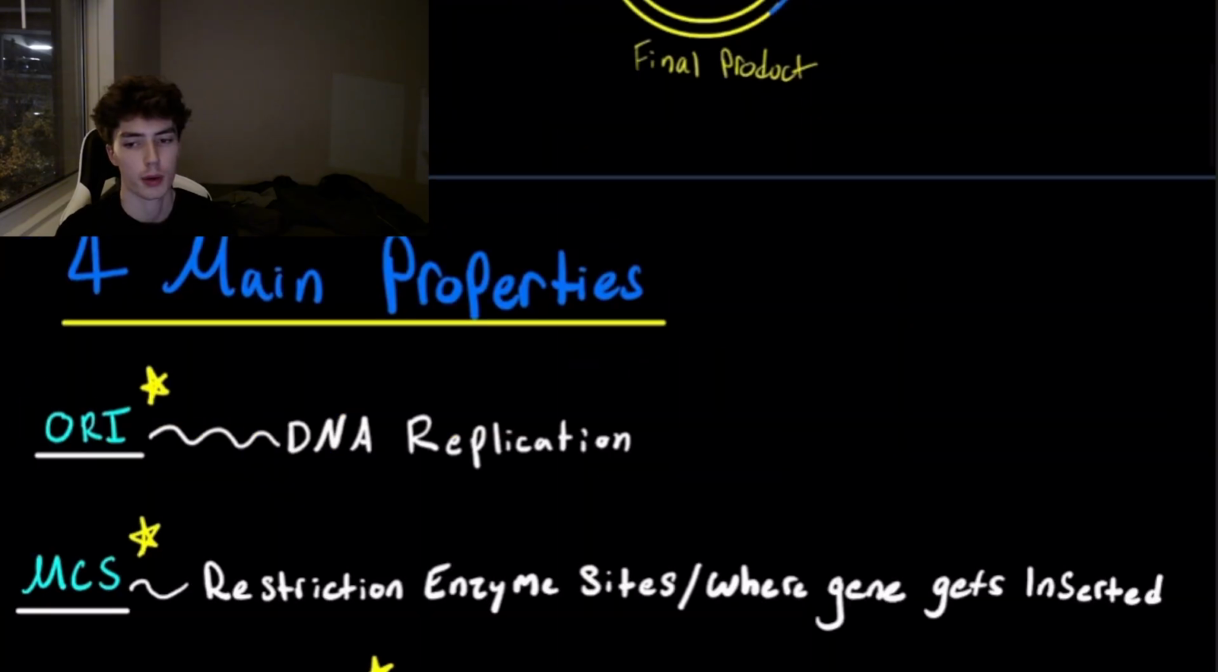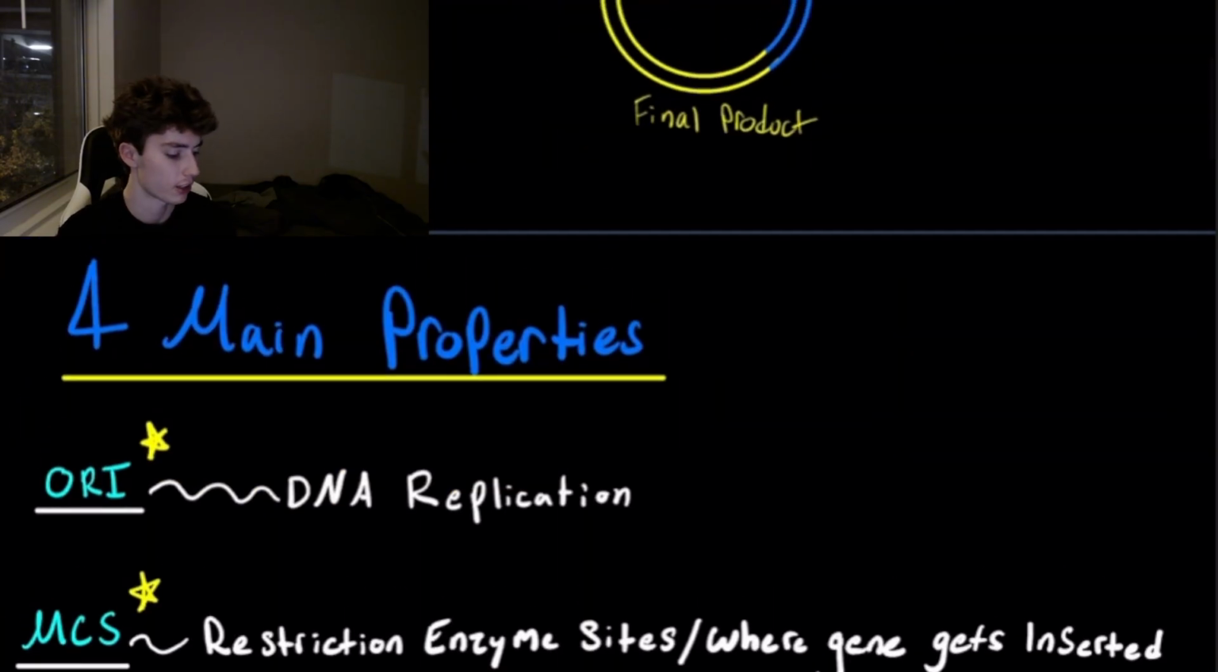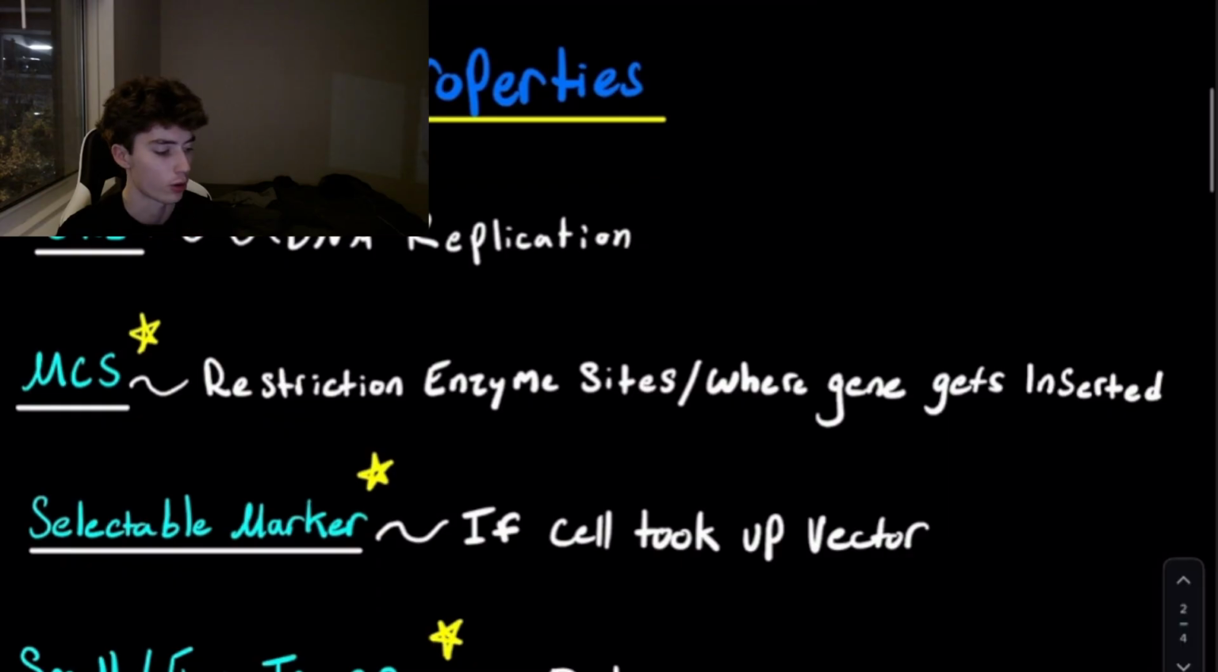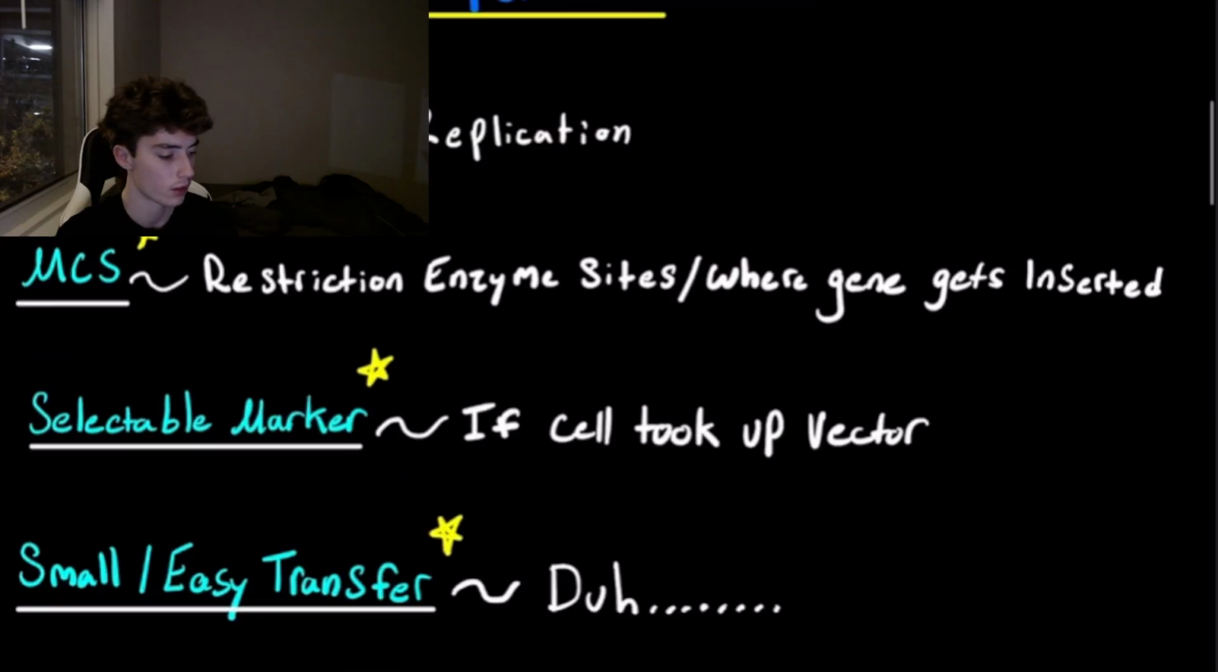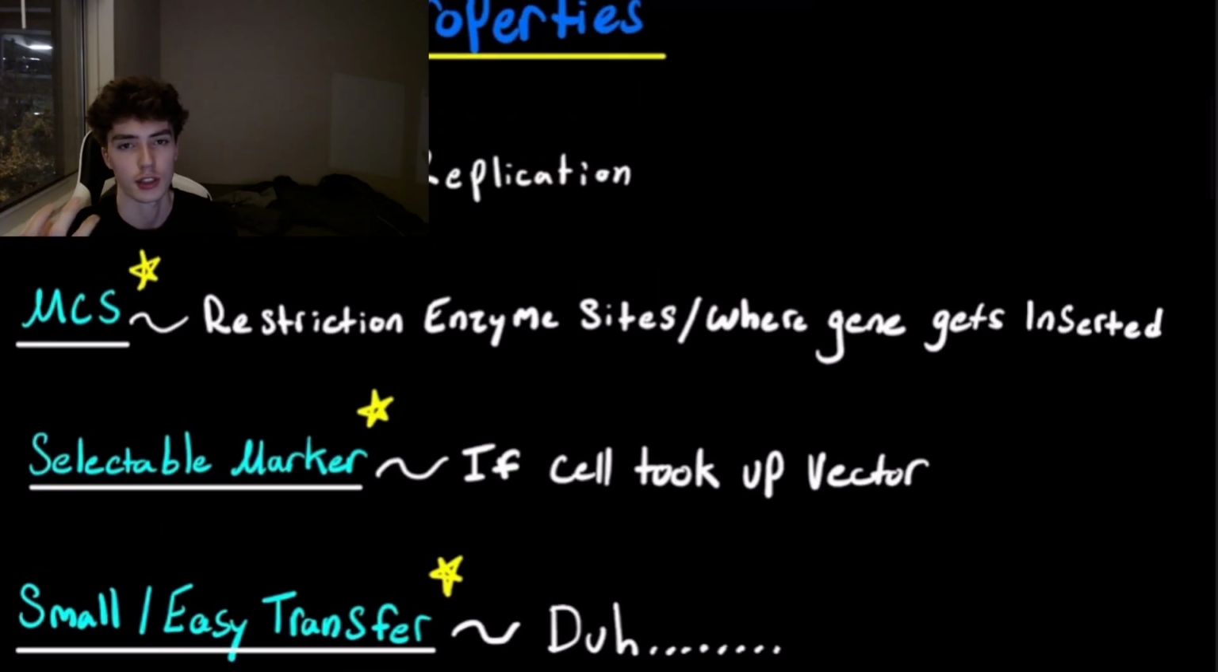And so the four main properties of vectors, what actually makes a vector, is number one, you have your origin of replication. Your origin of replication is where DNA is going to replicate, but overall what I mean by this is that they are easy to replicate, that they're easy to clone. One of the main characteristics of plasmids, especially plasmid vectors, is that they're able to independently replicate, whereas with phage vectors, you would need a host to replicate. So overall, just making sure that replication is very easy.